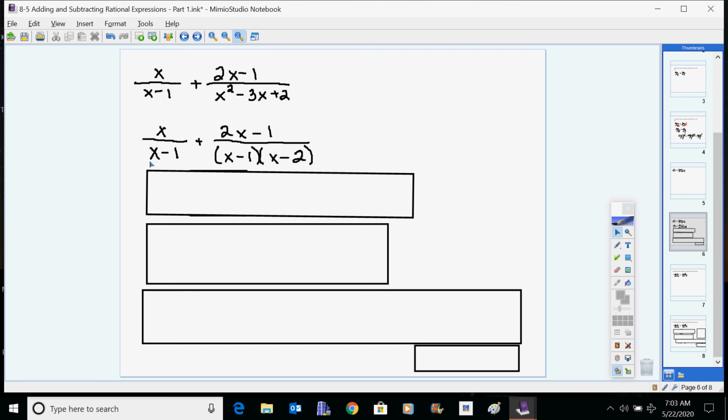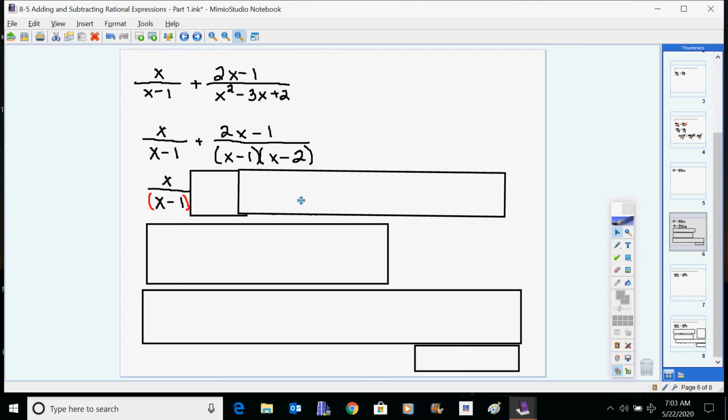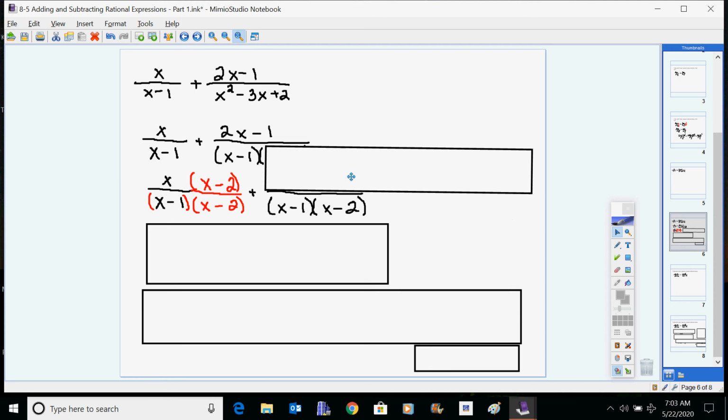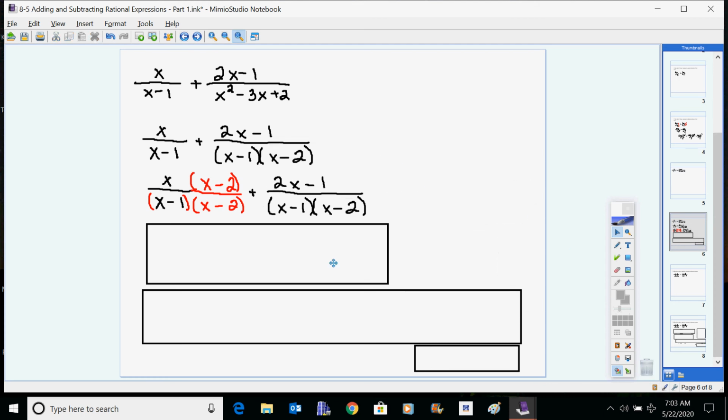Now we need to think, if this is one unit all itself, its own binomial, we need to make these two match. This one already has an x minus 1, so that's encouraging. I don't need to change this at all, but this one needs an x minus 2 to go with it in the numerator and the denominator. So here we have the x minus 2. The x minus 2 will make that denominator match the other denominator, and that's our whole goal, to make this part and this part be exactly the same.